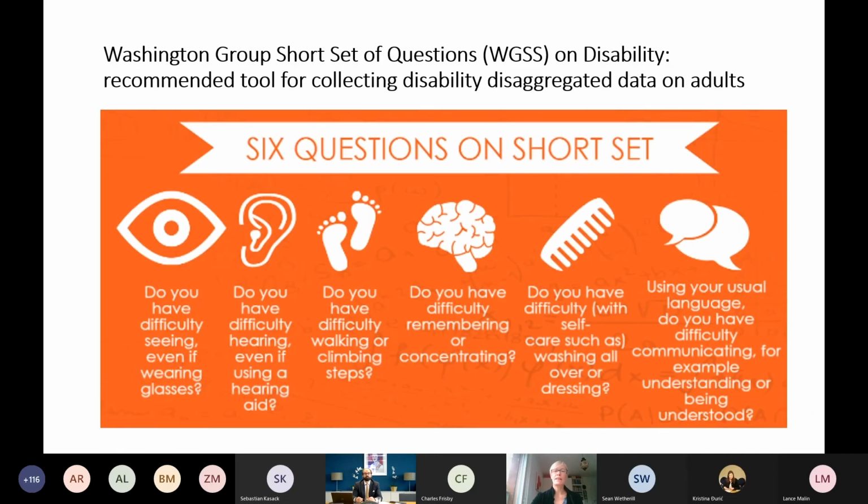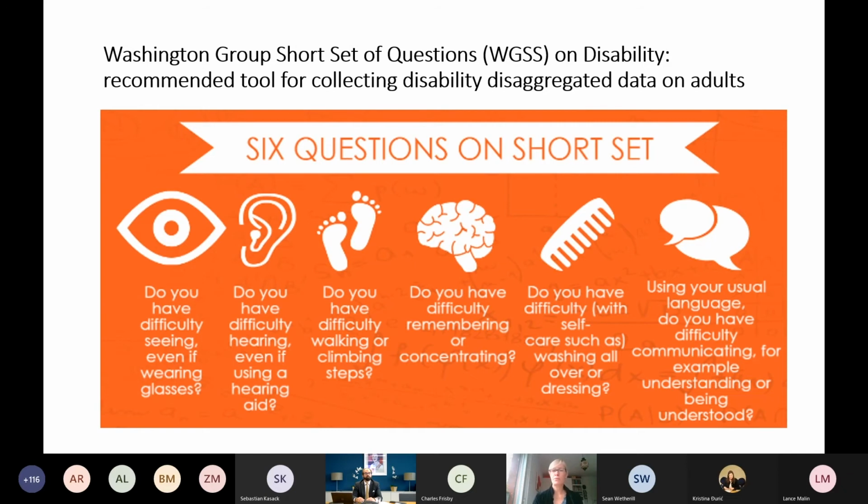But how should one collect disability disaggregated data? Globally, there's a growing consensus that the tool to collect this data on people aged 18 years and older is the so-called Washington Group short set of questions. And for children between 2 and 17 years of age, the specific Washington Group module on child functioning.